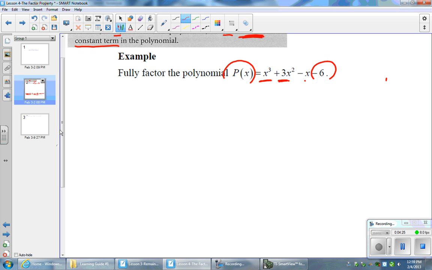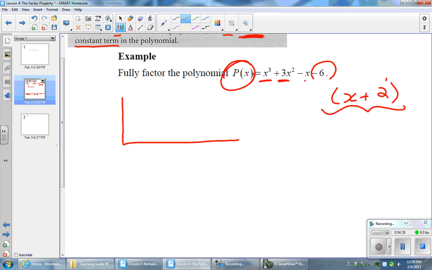You don't need to use synthetic division. You could use long division, whatever you're most comfortable with. So we know that x plus 2 is a factor. So we want to divide p of x by this binomial, and I'm going to use synthetic division. So the number that goes in front is a -2. My coefficients are 1, 3, -1, and -6. So we didn't have any placeholders. Everything was in descending order already by degree.